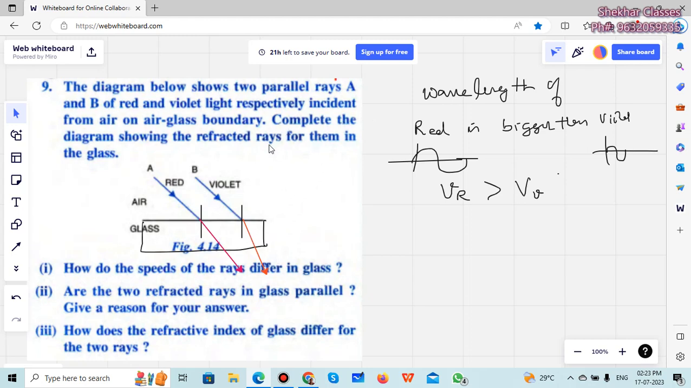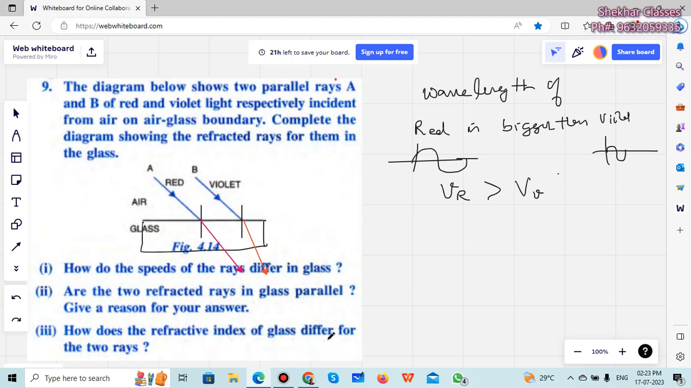The question they're asking is to complete the diagram. We have done that. How does the speed of the rays differ in the glass? Simple. The velocity of red is more as compared to the velocity of violet in the glass. Are the two refracted rays in the glass parallel? These are the refracted rays. You can see yourself, they are not parallel, because they are bending differently.